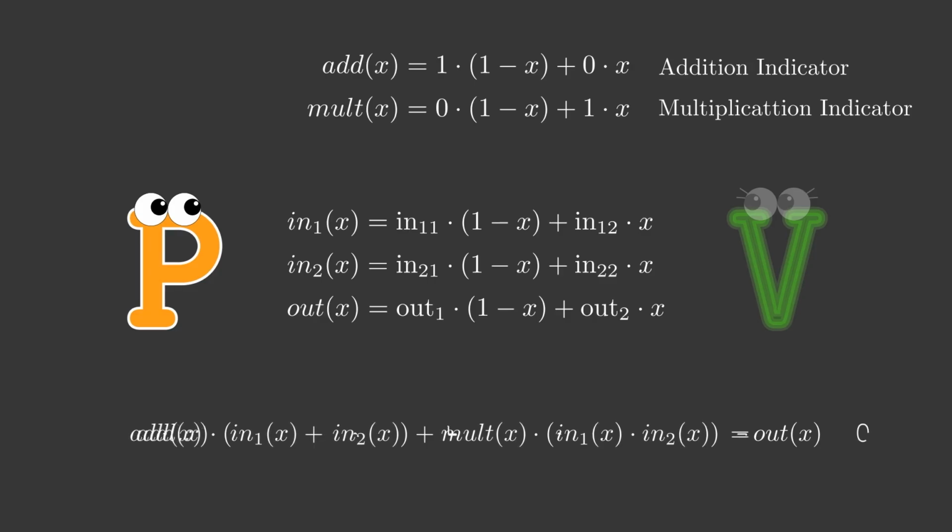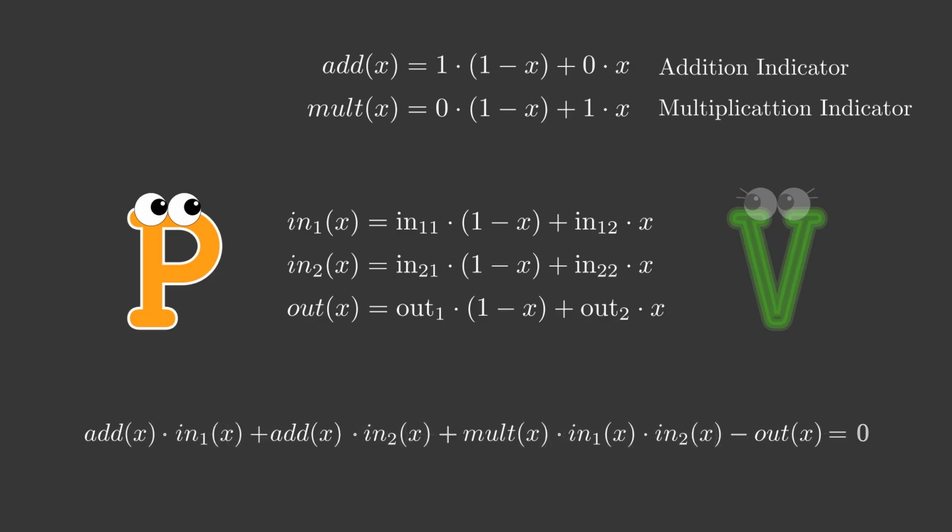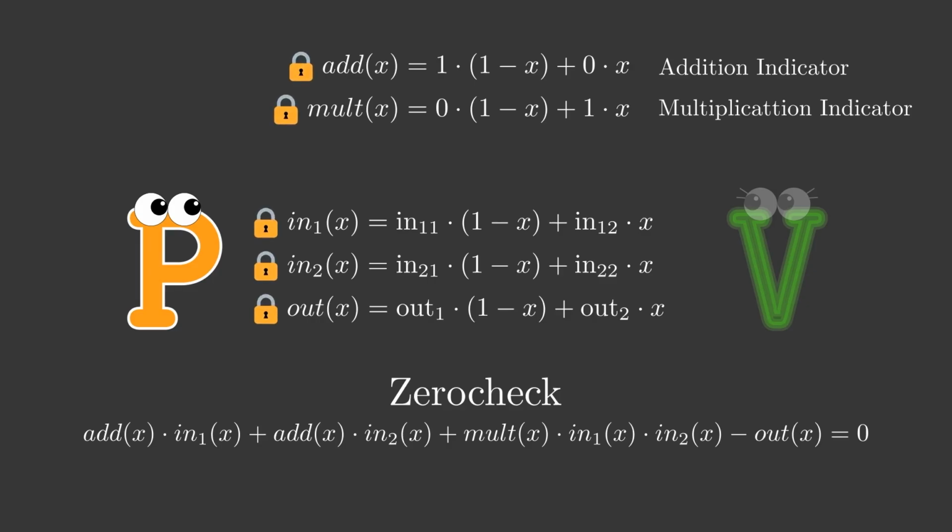In the fourth step, we'll rearrange the equation as ed of x times in1 of x plus ed of x times in2 of x plus mult of x times in1 of x times in2 of x minus out of x equals 0. This is a Sumcheck instance where the sum is 0 and is sometimes called a zero check. Finally, the prover can construct the five polynomials and commit to them. Then run a Sumcheck protocol to prove that the polynomial adds to 0.